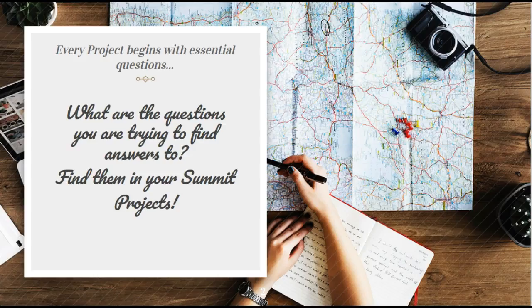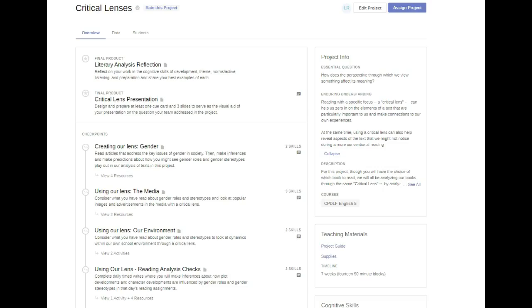This week we will back up a bit and understand that every project begins with essential questions. What are those questions that you're trying to find the answers to? Well, you can find them in your Summit project page. The essential question for critical lenses is over here on the right, and it says, how does the perspective through which we view something affect its meaning?